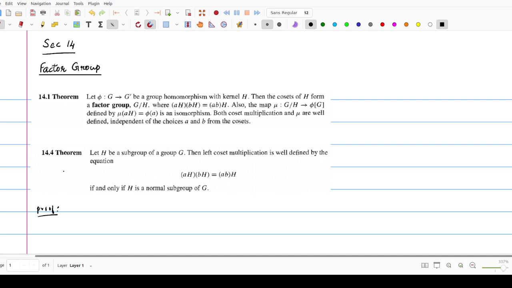Theorem 14.4 states the following; I will explain the statement. If we have a subgroup H of a group G, then the left coset multiplication is well defined by the equation aH bH equals abH. That means if we consider the set of all distinct left cosets of H, then we define a binary operation aH bH equal to abH. This is a well-defined binary operation on the collection of all distinct left cosets if and only if H is a normal subgroup.